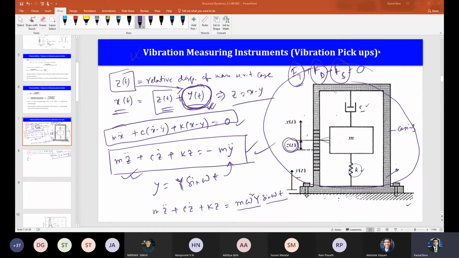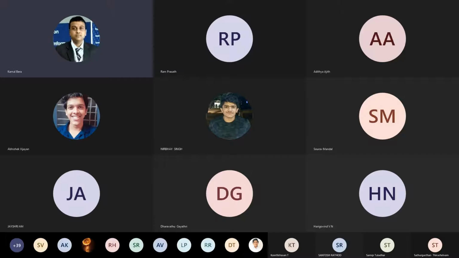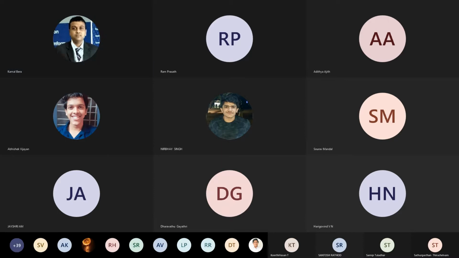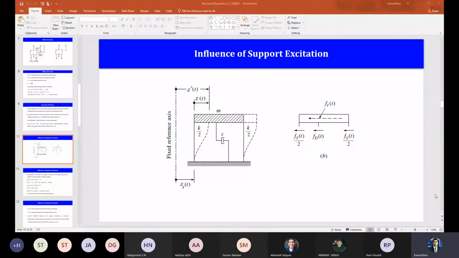Do you have to unshare this, or can I directly share this? Okay. Can you see it in terms of support excitation? Is it visible to you? Yes, sir.